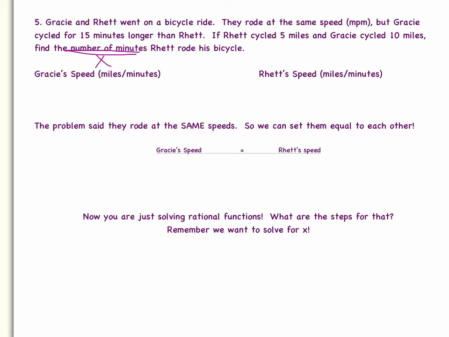Now for this problem, it would really help if you knew the formula for speed. Okay, speed is equal to the distance divided by time. So to make things easier, why don't we use t to represent that time? And now let's write the equation that represents Gracie's speed. Okay, her speed is equal to her distance, which is 10, over her time. Now, all we know is that her time is 15 minutes longer than Rhett's time.